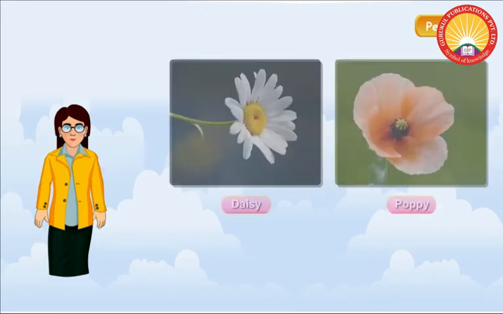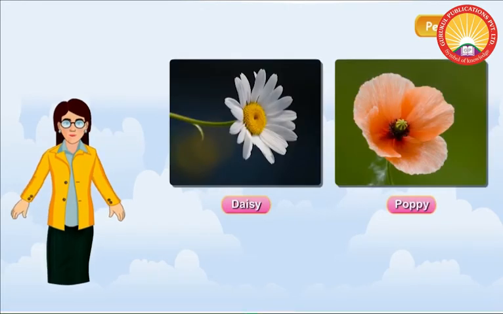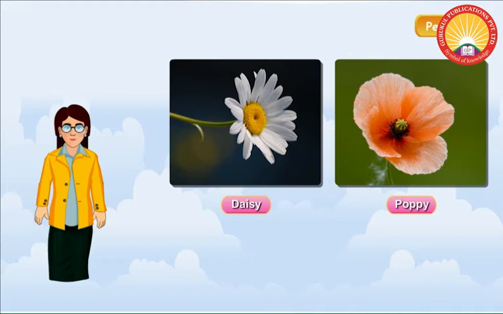Perennials. These plants live for more than 2 years. They bloom every year. Daisies and poppy are examples of perennial plants.